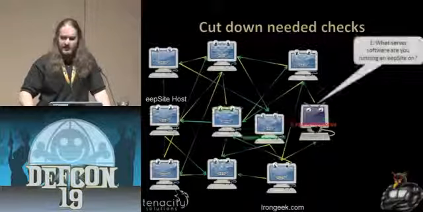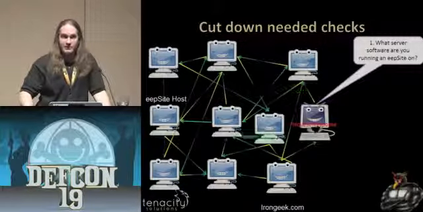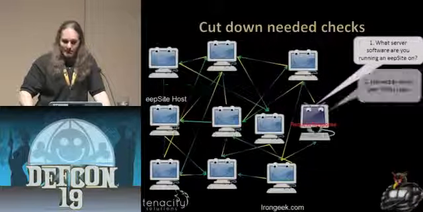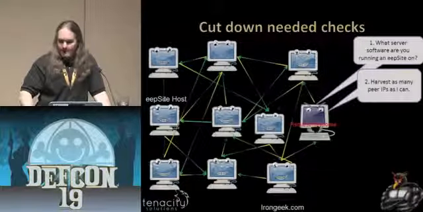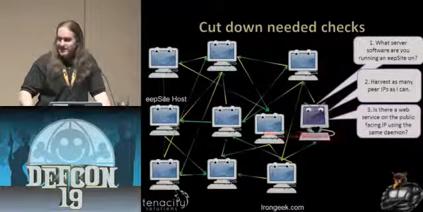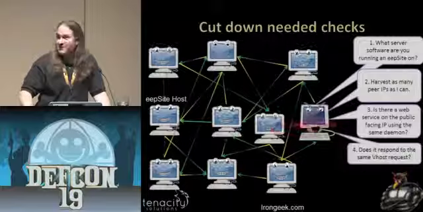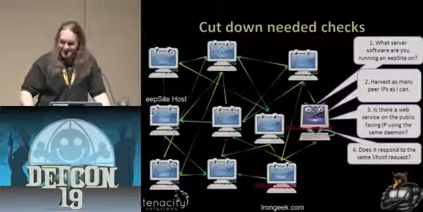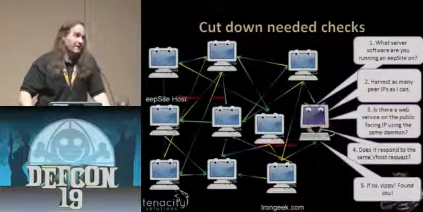You can also do various things to cut down the number of checks. Okay, what server software is running on the EEP site? I mentioned that somewhat before. You can harvest as many IPs as possible. Is the web server on the public-facing IP running the same daemon? You can make a vhost request and see if you can get the EEP site from the public-facing IP address. And if so, yippee, you've found what box that is.